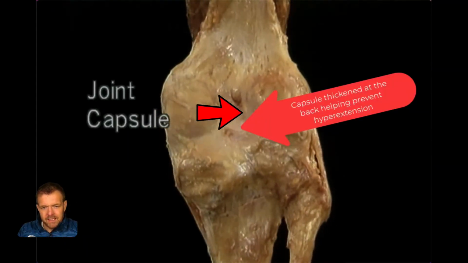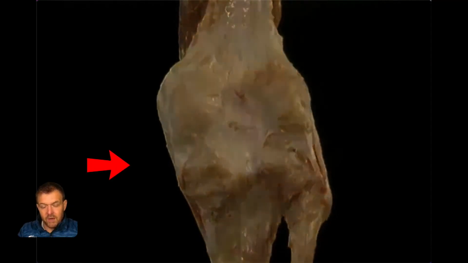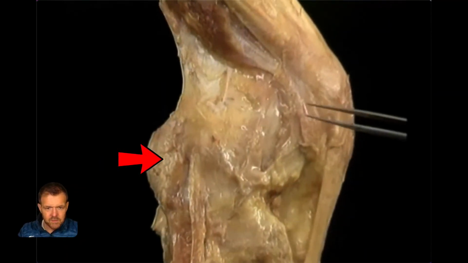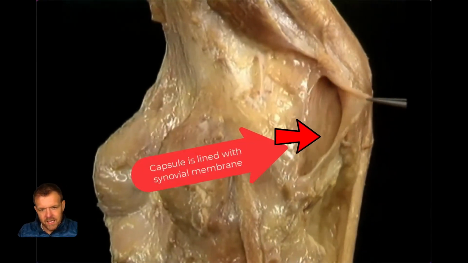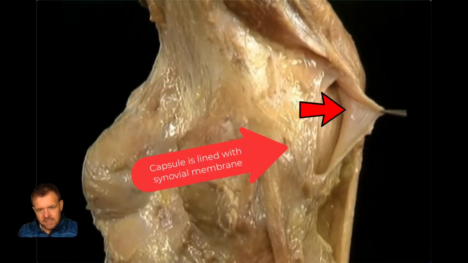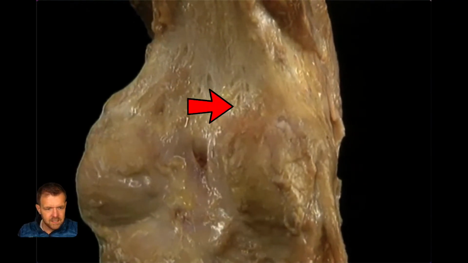So at the back of the knee, we've got a thickened part of the capsule to stop hyperextension, to help prevent it. And then here it's been cut, I think. Yeah, there we go. And there you can see inside. Yeah, so that's the synovial membrane of the knee.